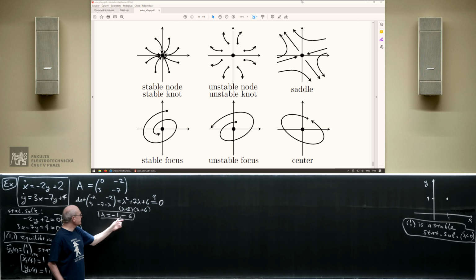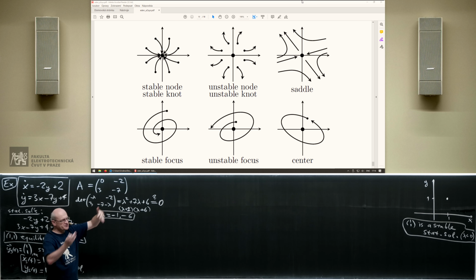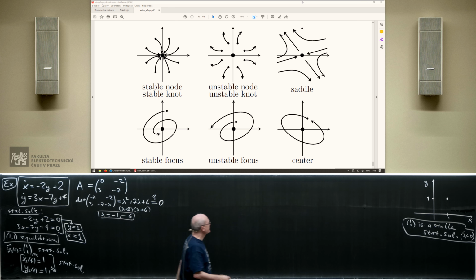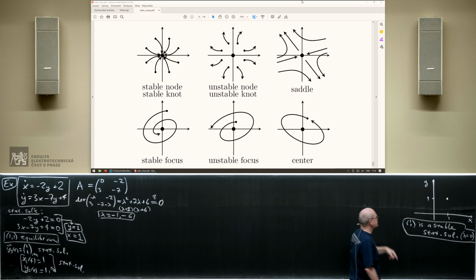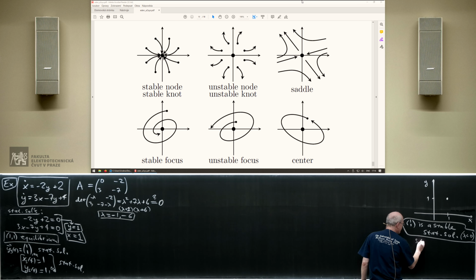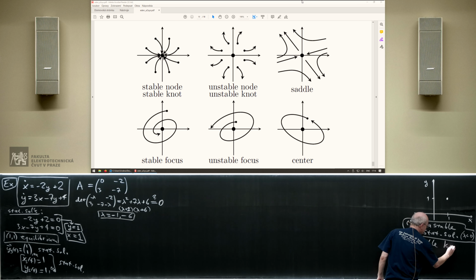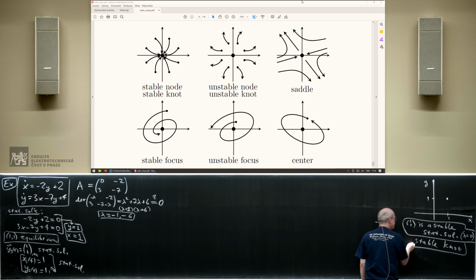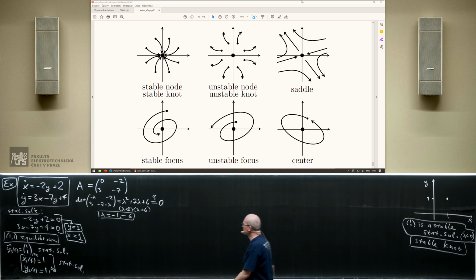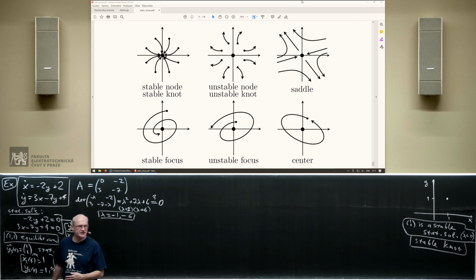When you have these lambdas in the solution, you will have two exponentials, e to the -t and e to the -6t. They both go to 0. So the solutions will be going towards the origin, and then we shift it to (1, 1). So this is a stable knot or node. You can choose whatever you want. Okay, so the classification is done.